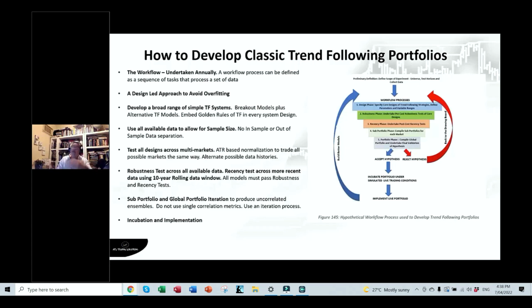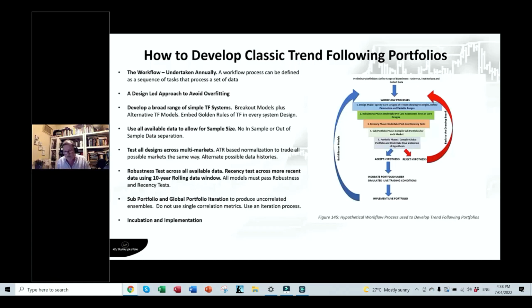So once we know that a model has passed all of those alternate histories, we know that we've got a robust solution. Then our workflow process says, all right, this uses a very long-term data set of, say, 40 years worth of data across multi-markets of, say, 40, 50 markets or up to 100 markets.